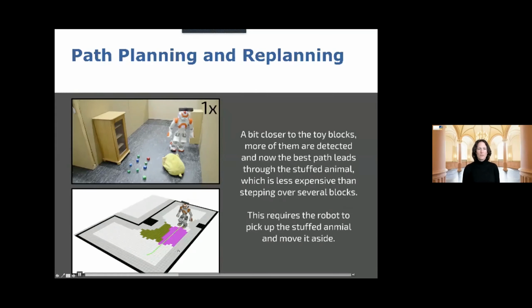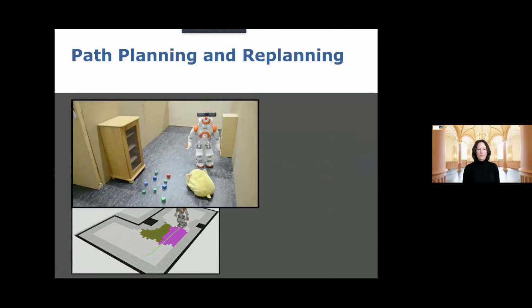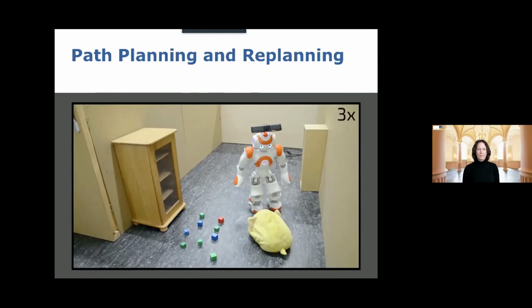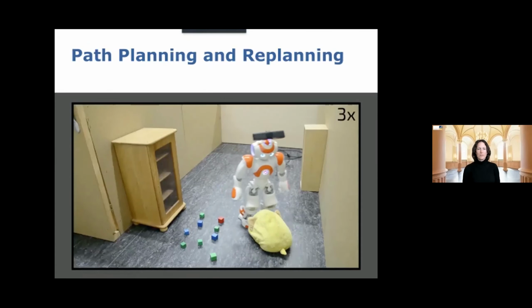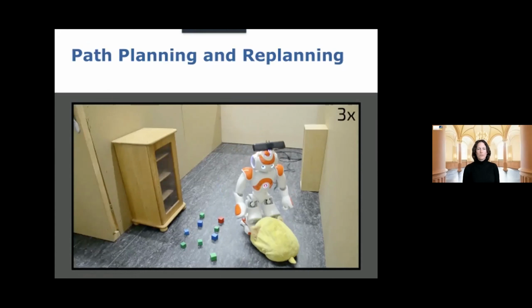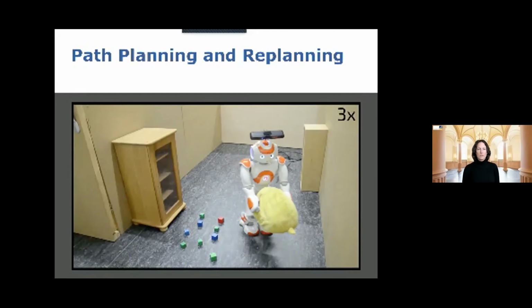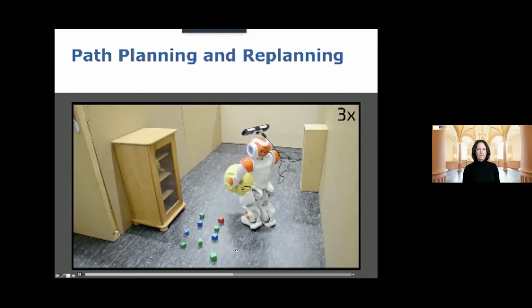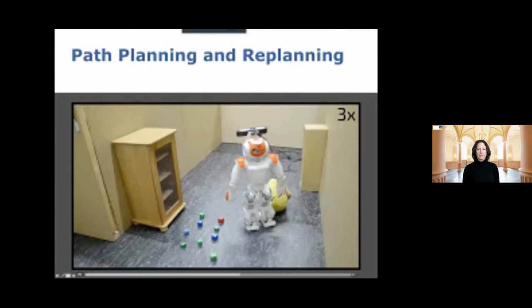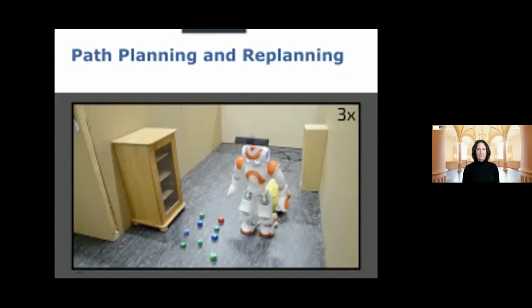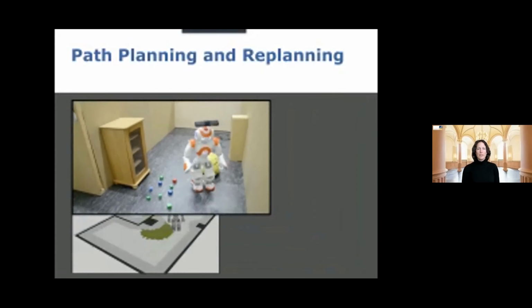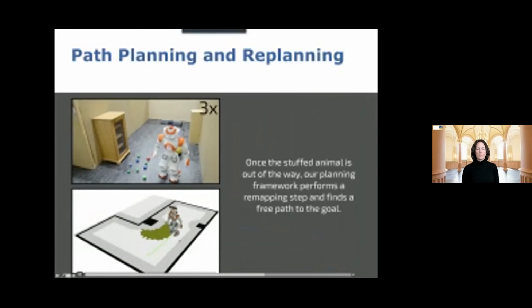So the robot decides to pick up the stuffed toy and move it aside, because this appears to be cheaper, so faster executable than footstep planning over the set of toy blocks here. So now the path is free. The robot updated its cost map and continues walking towards its goal location.